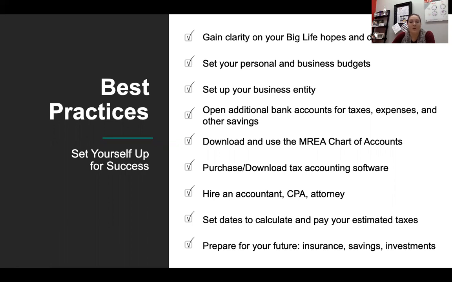And then you want to purchase and download tax accounting software that's going to help you keep track of everything. Setting your dates and paying your estimated taxes quarterly is a best practice. And then prepare for your future with insurance, savings, and investments.